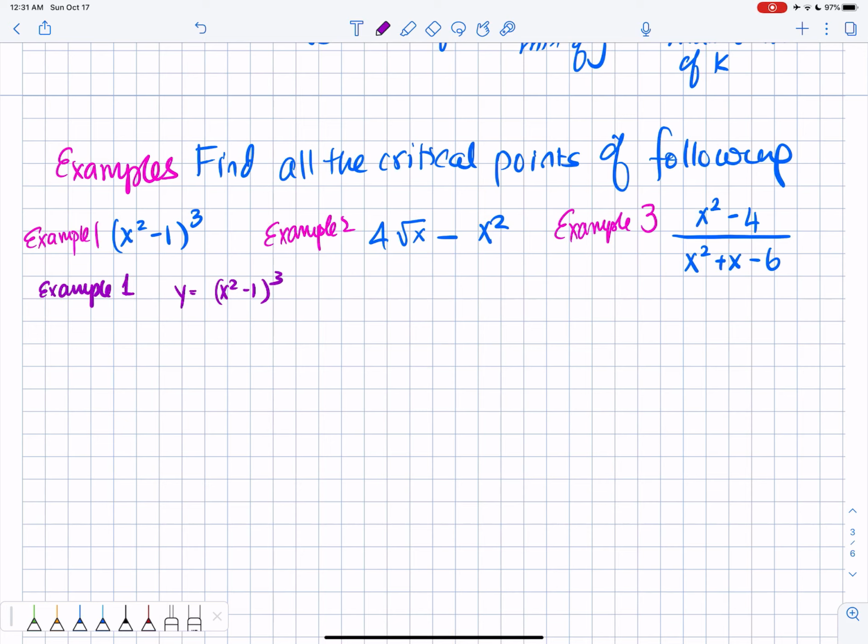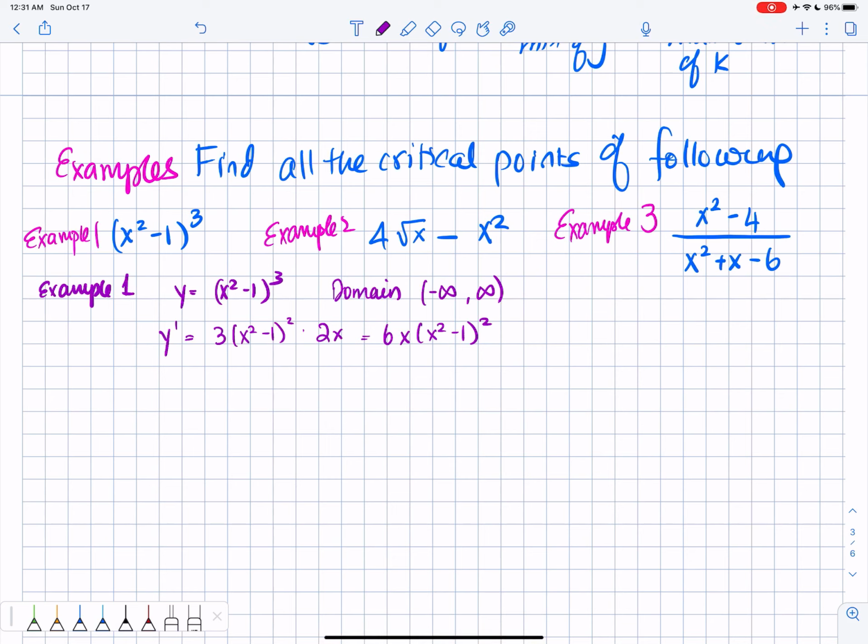Is there any restriction on the domain? No. What is the domain? The domain is negative infinity to infinity. Okay, all right. Now, what is y prime? We have to use the chain rule. It'll be 3 x squared minus 1 squared times 2x. Okay, so 6x times x squared minus 1 whole squared.